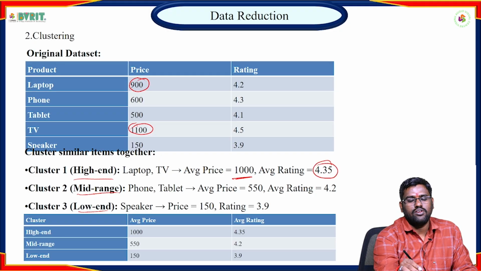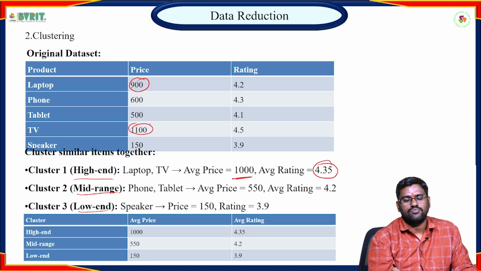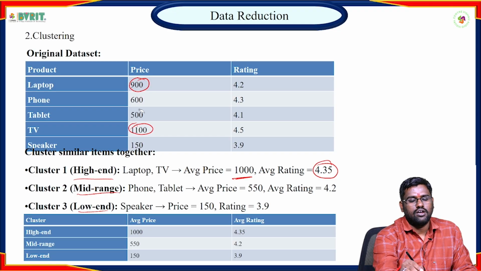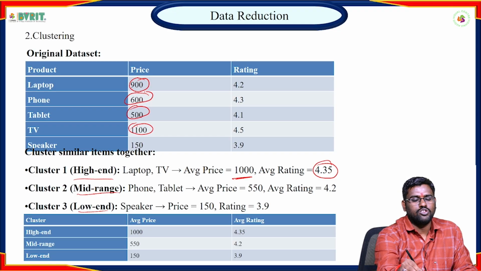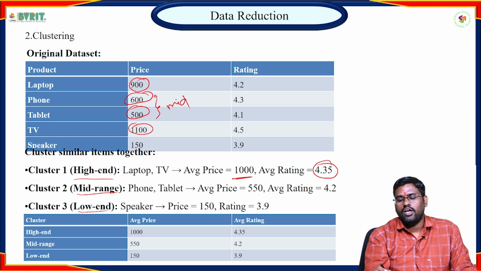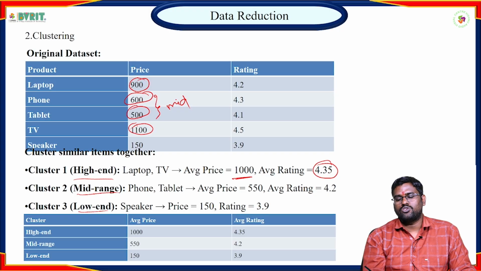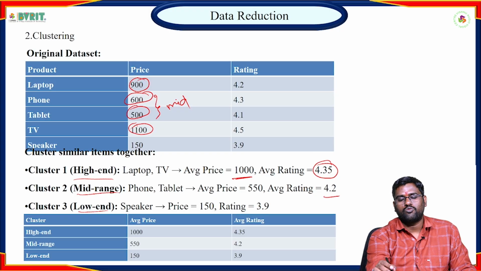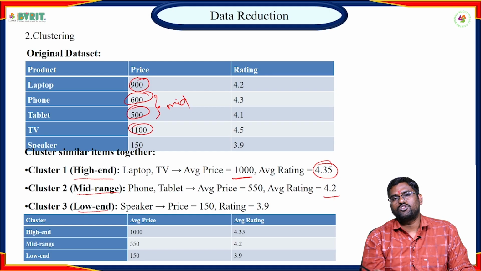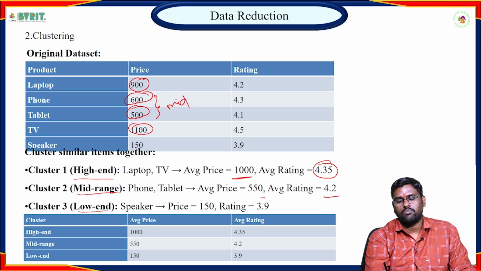Similarly, next the middle range. The middle range values are these 2, 500 and 600. Now we take 500 plus 600 divided by 2, so that is 550. The average rating: 4.3 plus 4.1 by 2, so that is 4.2. Similarly, the last low end value is 150, whose rating is 3.9.